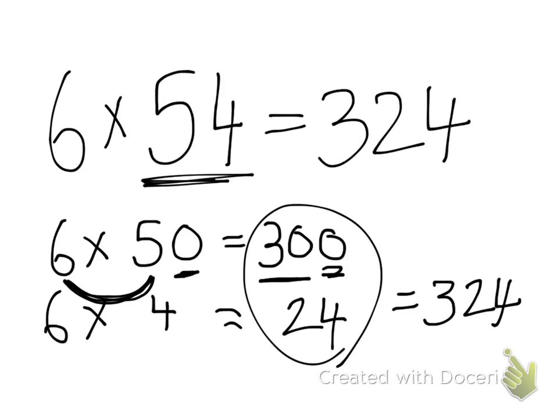So 6 times 54, our answer is 324. This is how we use the strategy of decomposition. And like I said, it's the easiest strategy that I can think of for solving large multiplication problems. 324 is my answer here.